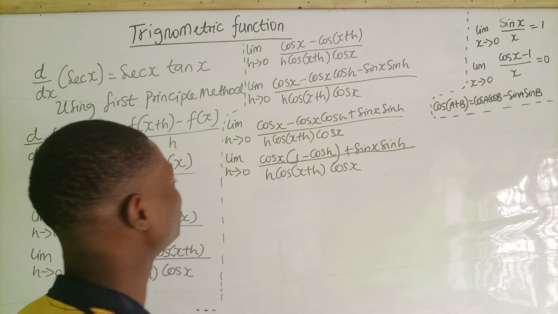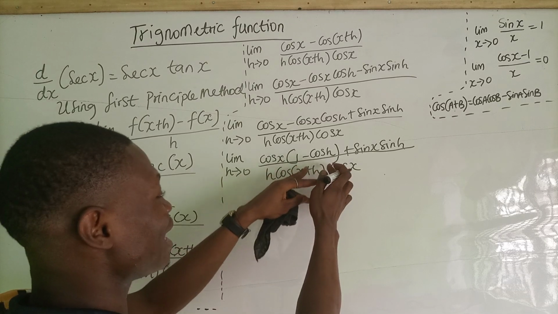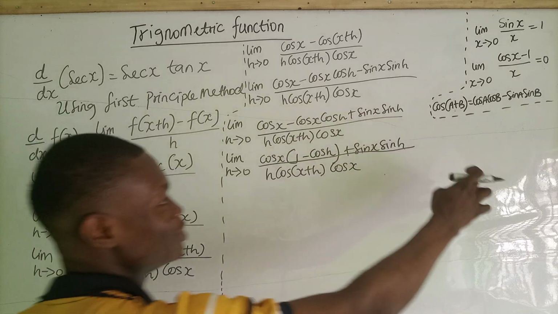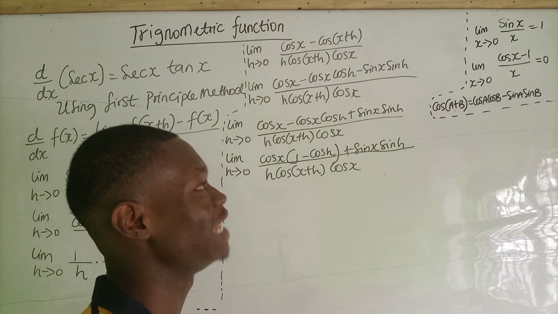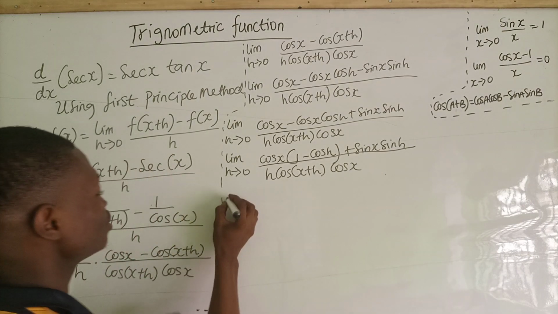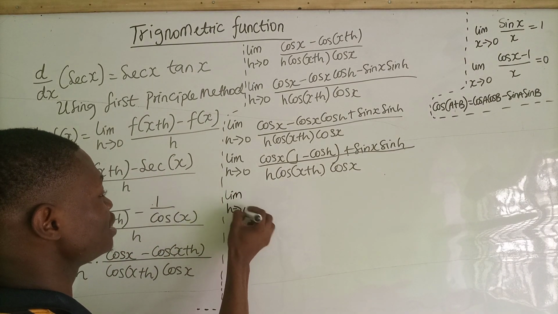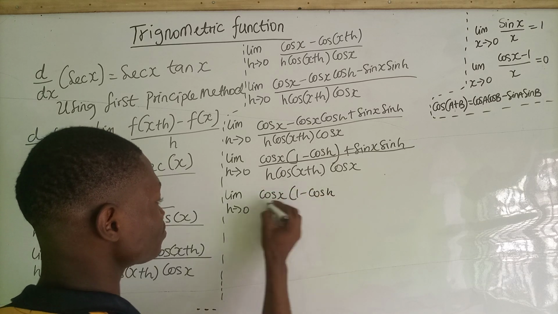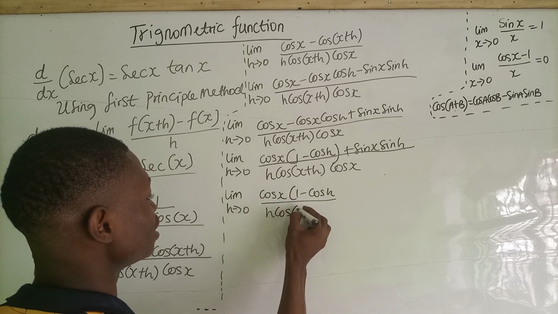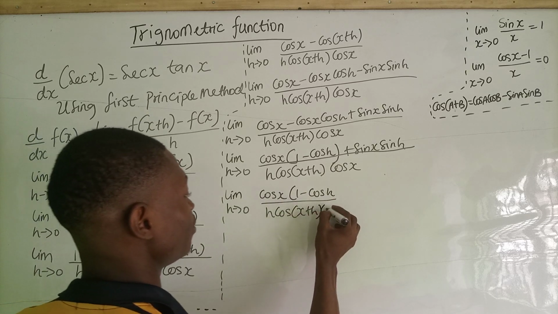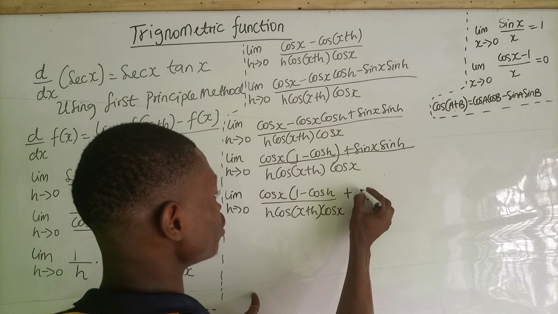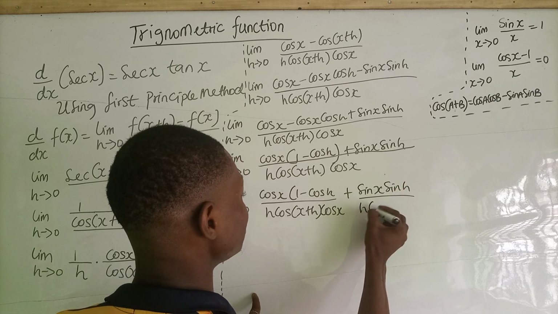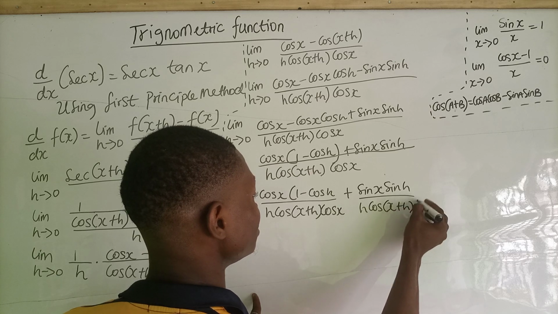So just look at what we are going to do now. We are going to recall that cos of an angle minus 1 over the angle, as the limit of the angle approaches 0, is 0. See it here. And sine of an angle over the angle, as the limit of the angle approaches 0, is 1. So we are going to have the limit as h approaches 0 of cos x (1 minus cos h) all over h cos(x + h), then plus sin x sin h all over h cos(x + h) cos x.